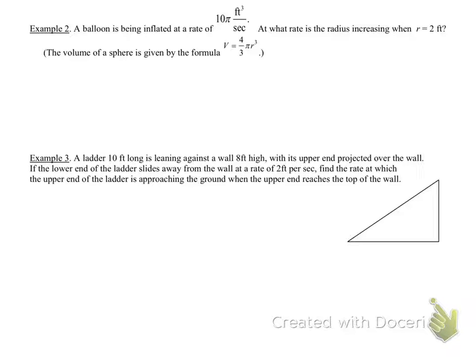But a balloon is being inflated at a rate of 10 pi cubic feet per second. At what rate is the radius changing when r equals 2 feet? The volume of a sphere is given by the formula V equals 4/3 pi r cubed.